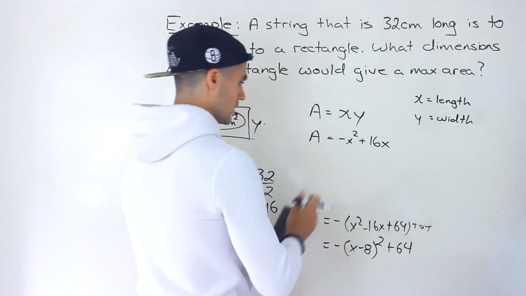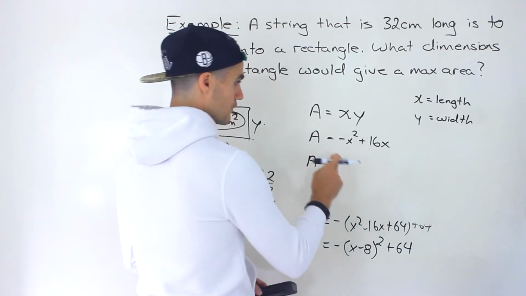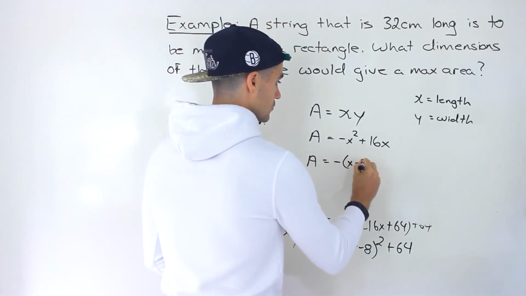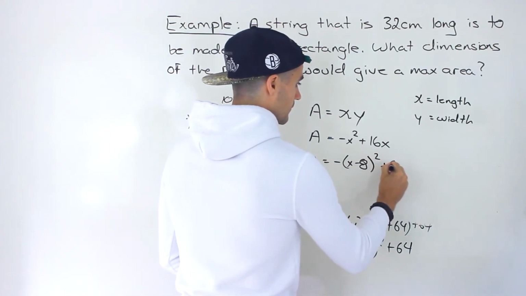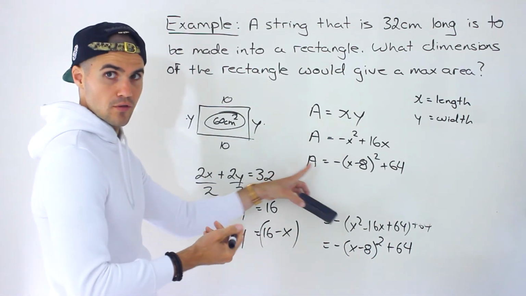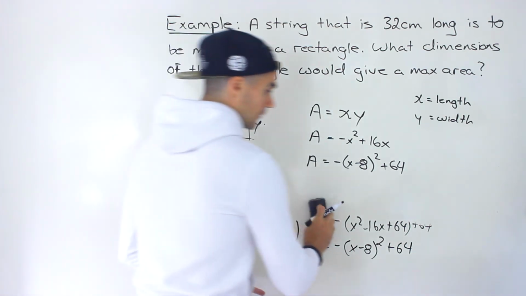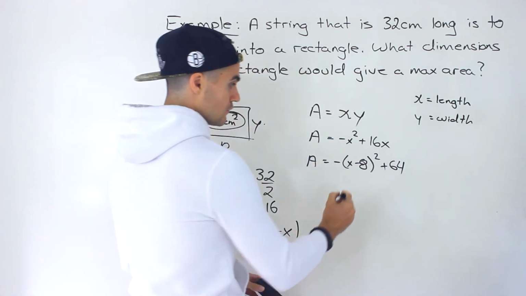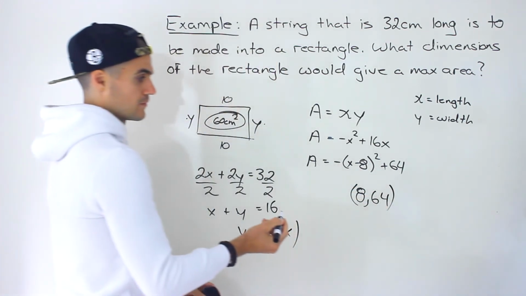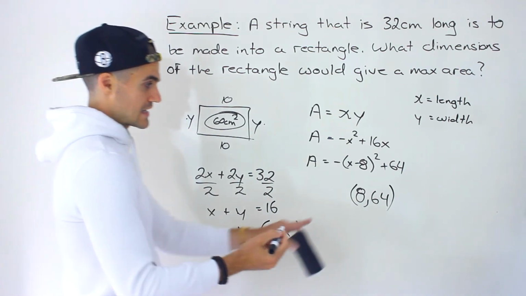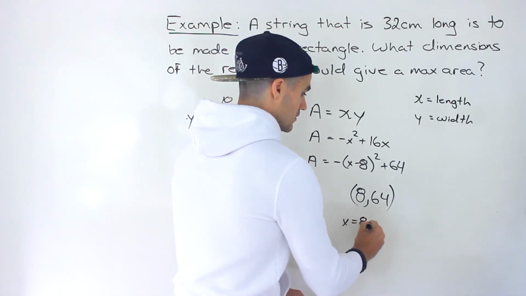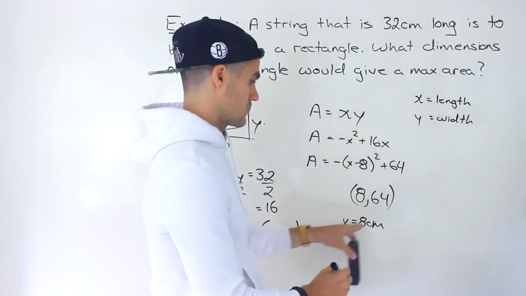So let me write this over here. We took this area that was in standard form and changed it to vertex form. Both of these are the same thing. If you graph both of those, you'd end up getting the same graph. And what's nice now is we can get the vertex. Notice that the vertex is positive 8 and 64. What does that mean? Well, the x value is 8, so that's the length. We end up with 8 centimeters here.